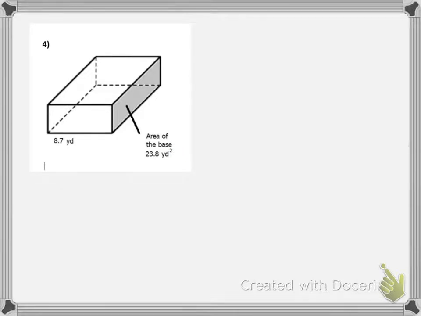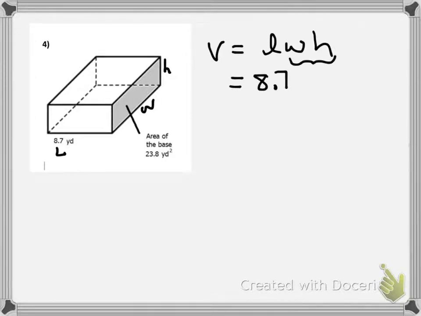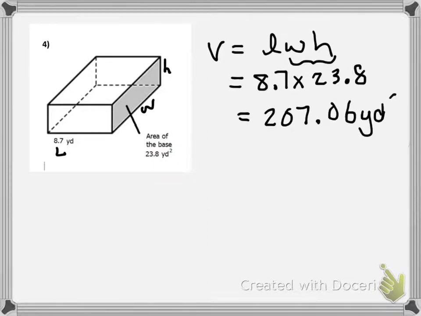Number 4, it's asking for the volume again. We're given the length here, and we're also given the area of this side piece that we're calling the base. That would be the width times the height. So when we substitute what we know into our formula, length times width times height, we're going to put in the 8 7/10 for the length, and the width and height are already multiplied together for us with the volume. That's 23 8/10. And when we multiply those two together, we end up with a product of 207 6/100. And our units, yards cubed.